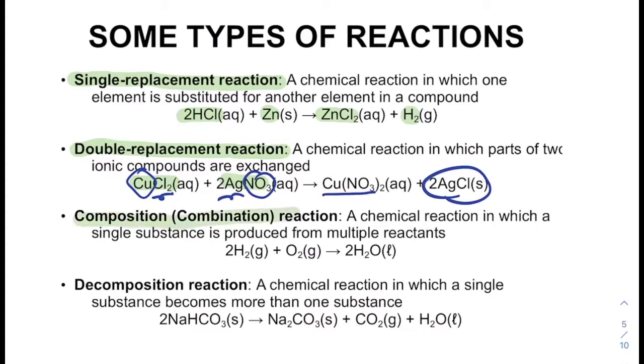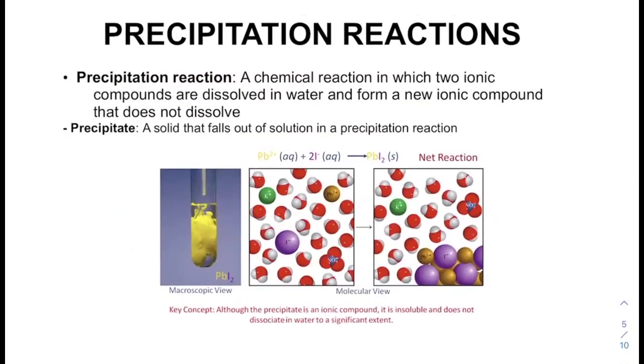Composition reaction is when we actually combine two things together. So two things come in alone and then they leave together. And a decomposition reaction is the opposite, where we have a compound that breaks up into smaller pieces, and that's called decomposition. So there are three primary types of chemical reactions that we're going to talk about in this class.